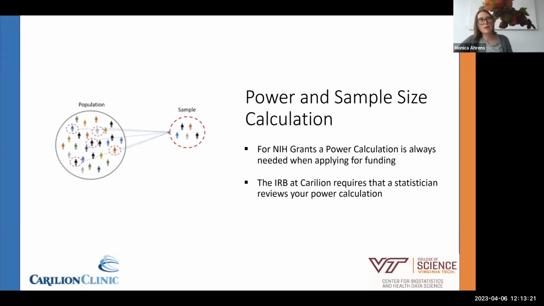So a big portion of planning is power and sample size calculation. So if you are submitting a grant to the NIH, they require power calculation. And then I believe the IRB at Carillion really wants you to conduct one as well. And the reason why power and sample size calculations are so important is that they prove to like a funder that if you spend all of their money doing a study, you have a really good chance of actually finding an outcome at the end.